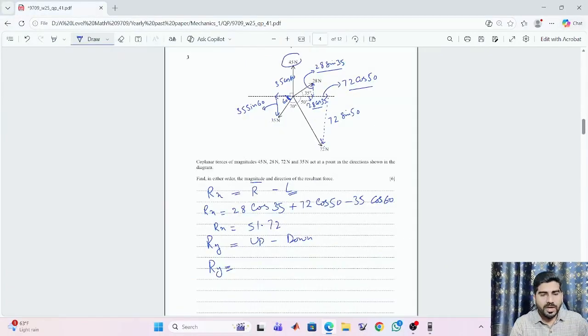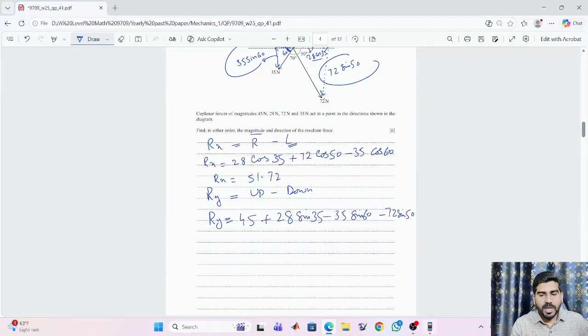You can see there is a 45 degree force upward here, and there is another force which is upward, 28 sine of 35, this force. So there will be plus 28 sine of 35. And there are two downward forces, minus 35 sine of 60, minus there is another downward force 72 sine of 50.